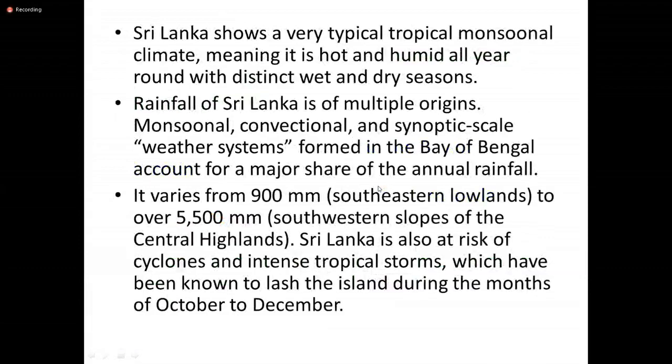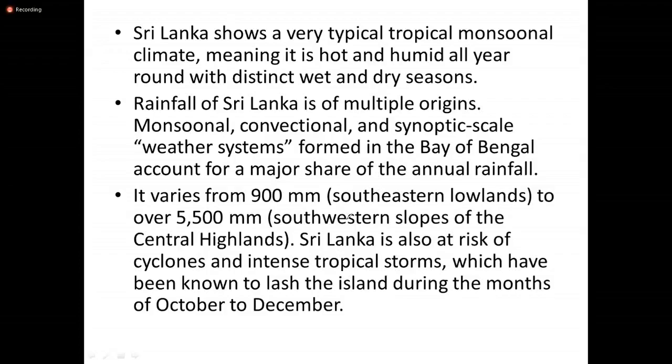Okay. So Sri Lanka shows a very typical tropical monsoon climate, right? We have a hot season and we have a dry season. That means we have a wet season, otherwise we can say a moist season, all year round with a distinct wet and dry season. Rainfall of Sri Lanka is of multiple origin: monsoonal, convectional, and synoptic scale. Weather systems formed in the Bay of Bengal account for a major share of the rainfall, right? So it varies from 900 millimeters to 5,500 millimeters, so that means we have the lowest rainfall to the highest rainfall, right?